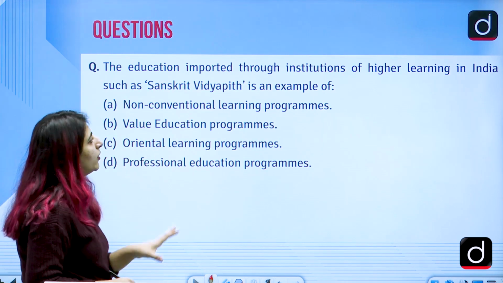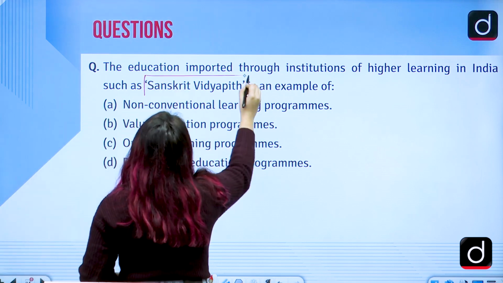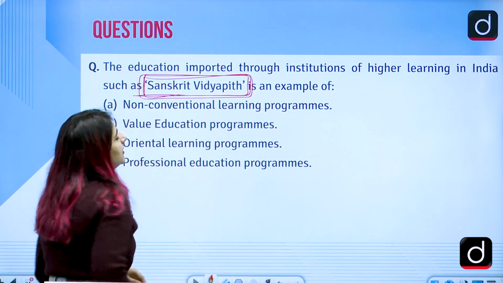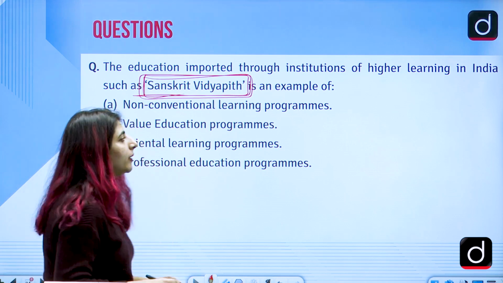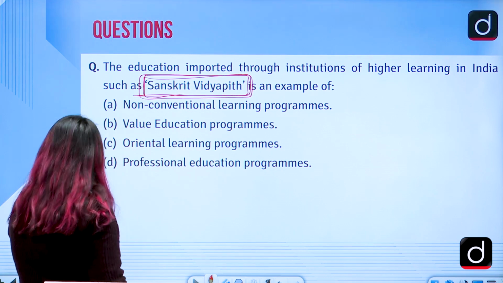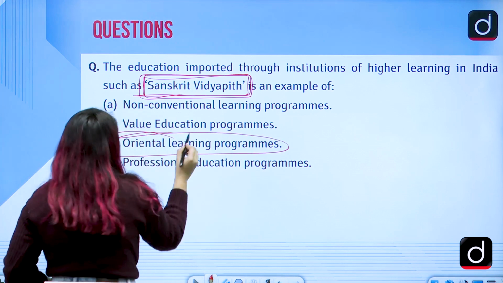The education imparted through institutions of higher learning in India, such as Sanskrit Vidyapeeth. Read this carefully. Sanskrit Vidyapeeth is an example of what? The answer to this question is, it is an example of Oriental learning programs, that is option C, correct? So basically, what are Oriental learning programs?